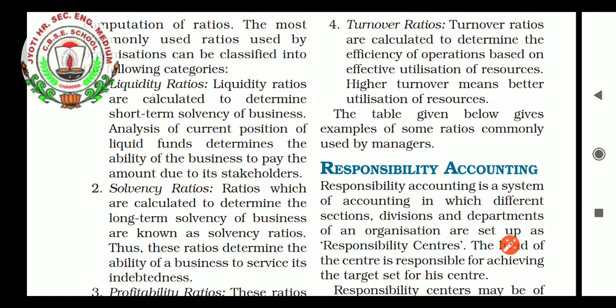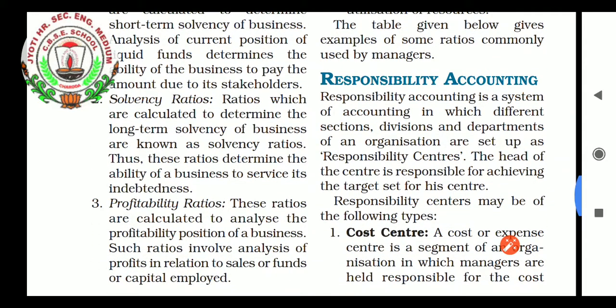Then turnover ratios are calculated to determine the efficiency of operation based on effective utilization of resources. Higher turnover means better utilization of resources. The table given below gives example of some ratios commonly used by managers. The very first is responsibility accounting.